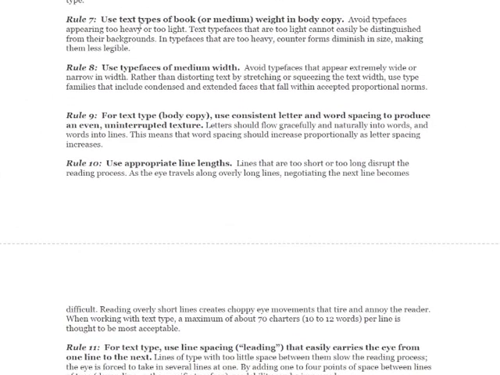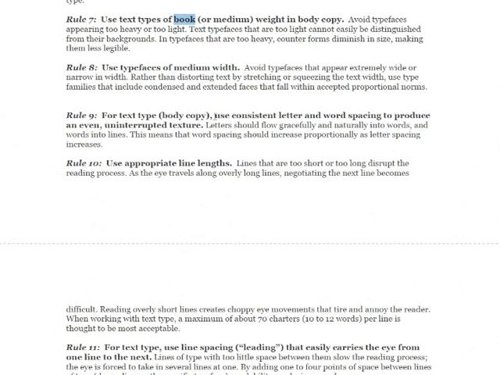Rule 7 and 8 go together. Use text types of book or medium weight and medium width in your body copy. Sometimes you'll see a type style that is called book, and that means it is a medium weight. We want to be really conservative with weights and widths and styles in any body copy that we use.